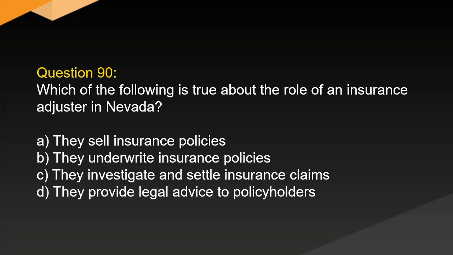Question 90. Which of the following is true about the role of an insurance adjuster in Nevada? A. They sell insurance policies. B. They underwrite insurance policies. C. They investigate and settle insurance claims. D. They provide legal advice to policyholders.